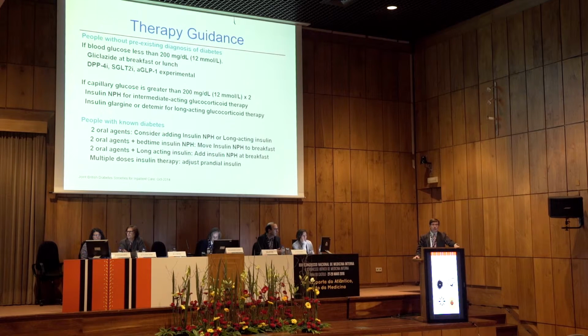And the best insulin to use for intermediate action glucocorticoids is insulin NPH, because insulin NPH given in the morning matches perfectly the glycemia caused by glucocorticoids that appears usually in the evening and before night.